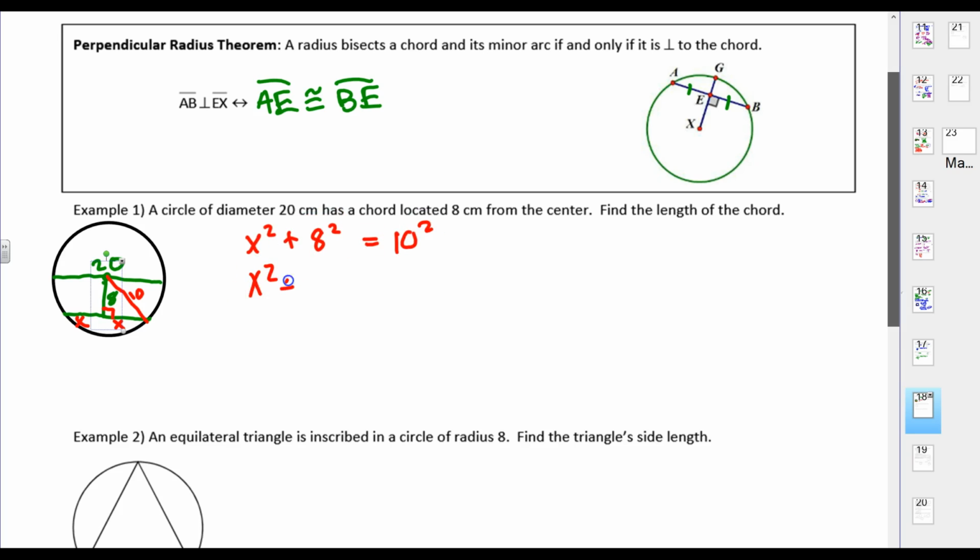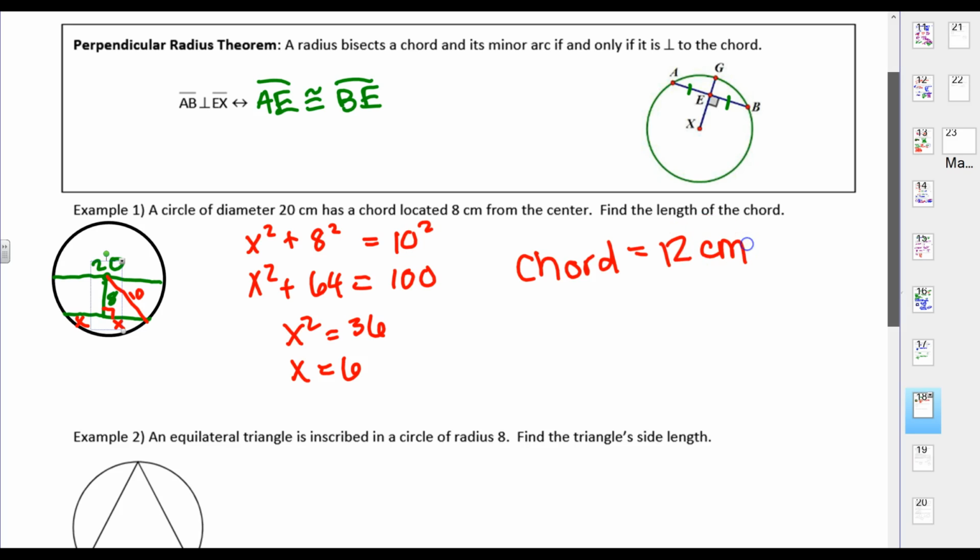And as I solve this, I am going to get a really nice number. So I get x squared equals 36, so that x is 6. Well, the chord itself is 2 of those x's, right? It's an x here and an x here. So my chord ends up being 12 centimeters long.